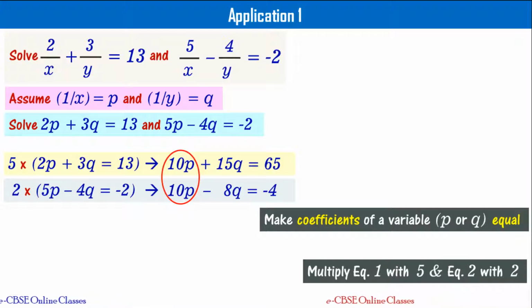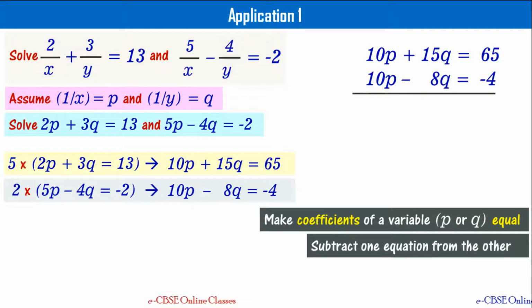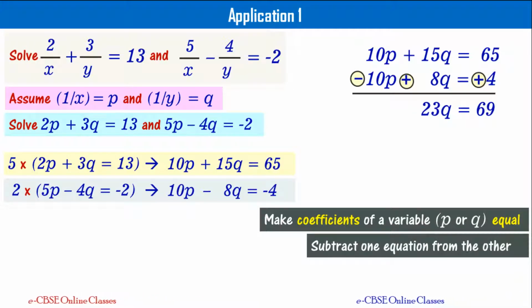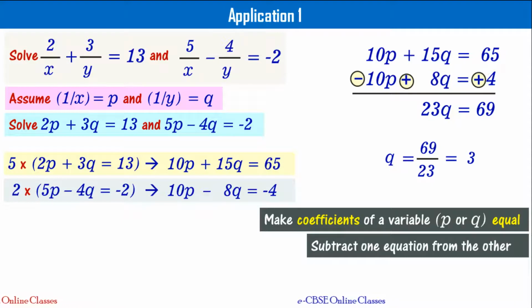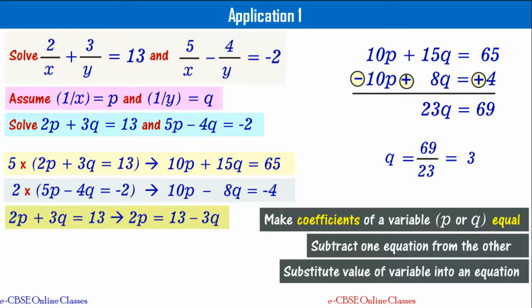So let's move on to the next step, that is subtract one equation from the other. When you subtract one equation from the other, what you get is 23q equal to 69. It means q equal to 3, right? Now let's go to the next step, that is substitute value of q into any of the equations such that you can get value of p. Let me choose 2p plus 3q equal to 13 as the equation. It can be rearranged and written as 2p equal to 13 minus 3q.